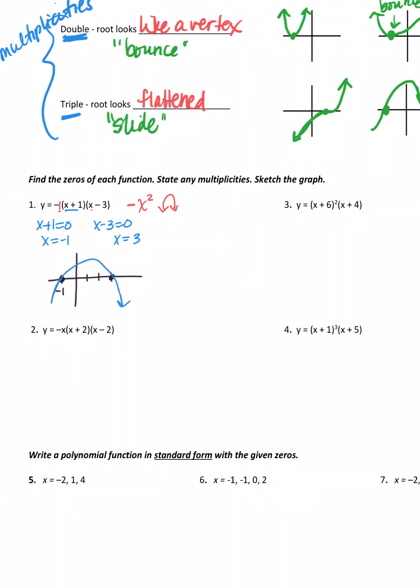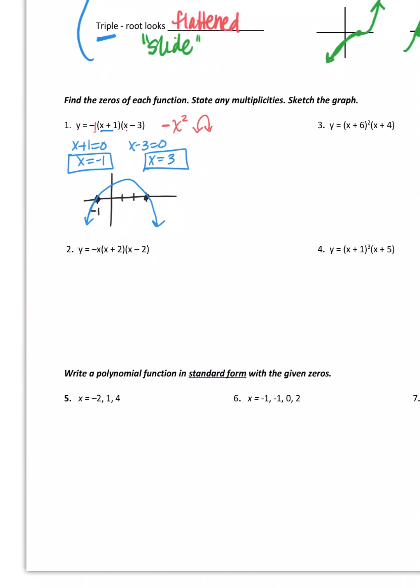These are single multiplicities. There's no funny way that it's going through. So that's all I have to do. Here's my zeros, and here's my sketch. Now, I don't need to state any multiplicities because these are singles. It's understood. Let's look at number 2.